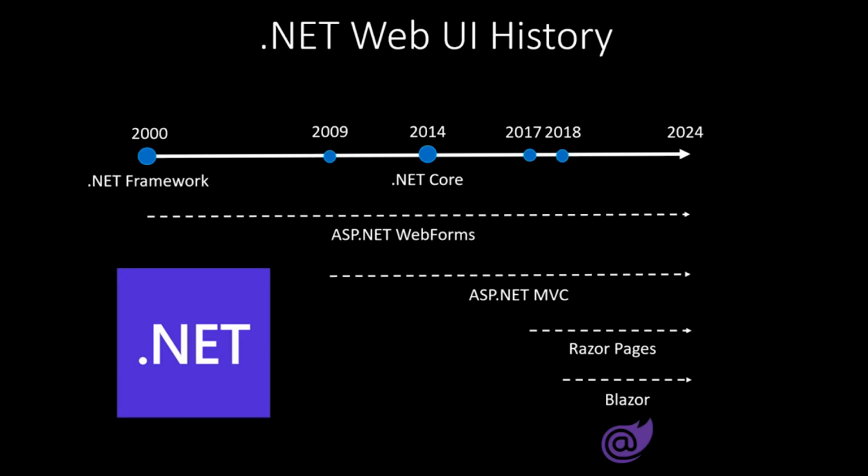I wanted to start off by pointing out a little bit about the .NET Web UI history of the different capabilities that have been part of the .NET Framework and .NET Core over time. And this timeline, I think, really emphasizes how long some of these technologies have been around. So obviously .NET was originally introduced in 2000. So it's almost coming on 25 years old. .NET Core was introduced in 2014. So it's a decade old at this point.